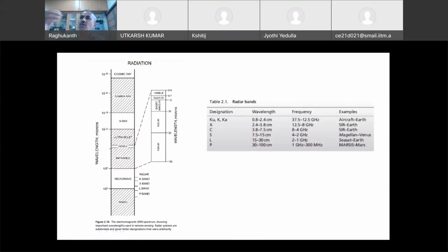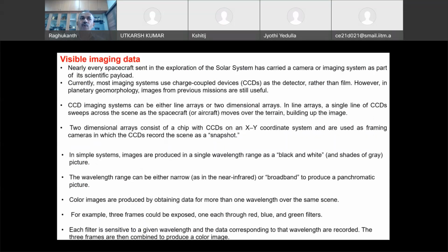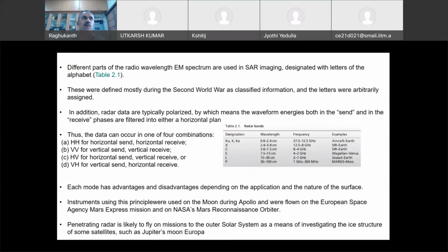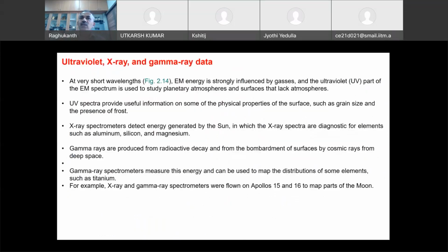So it depends. If you are sending an instrument to Venus, you may have to have a radar kind of thing. If you are sending it to the Moon, the Moon doesn't have any atmosphere or clouds, so that instrument may not be required, and you can go to another instrument. This is the starting point for remote sensing, what you have to carry. Then gamma rays came, gamma ray spectrometers, X-ray and gamma ray spectrometers. I think they were sent on Apollo 15 and 16. So a variety of instruments have come into the picture.